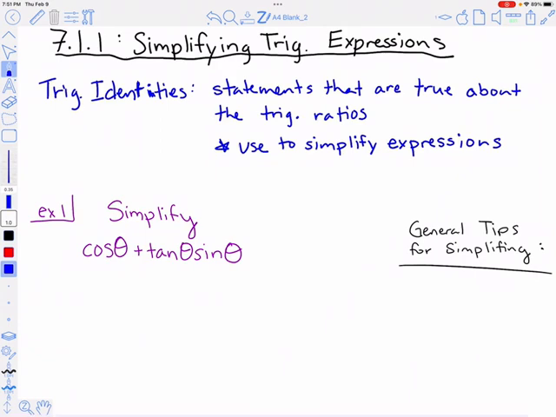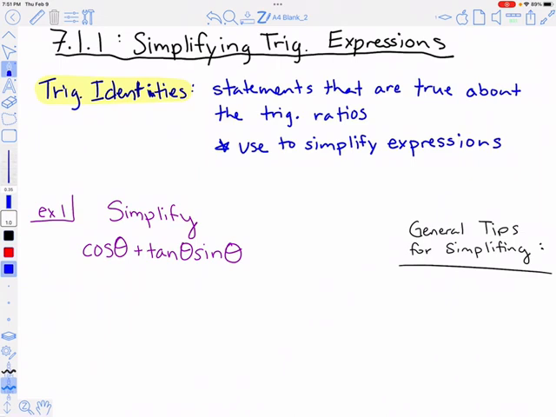That's what that word is supposed to say, trig identities. Identities are just equations that are true, where the left side equals the right side. That's all an identity really is. And these are statements that are true about the trig ratios that we're going to use to simplify expressions. So there's basically a bunch of little rules that are true about sine, cosine, tangent, all of those.